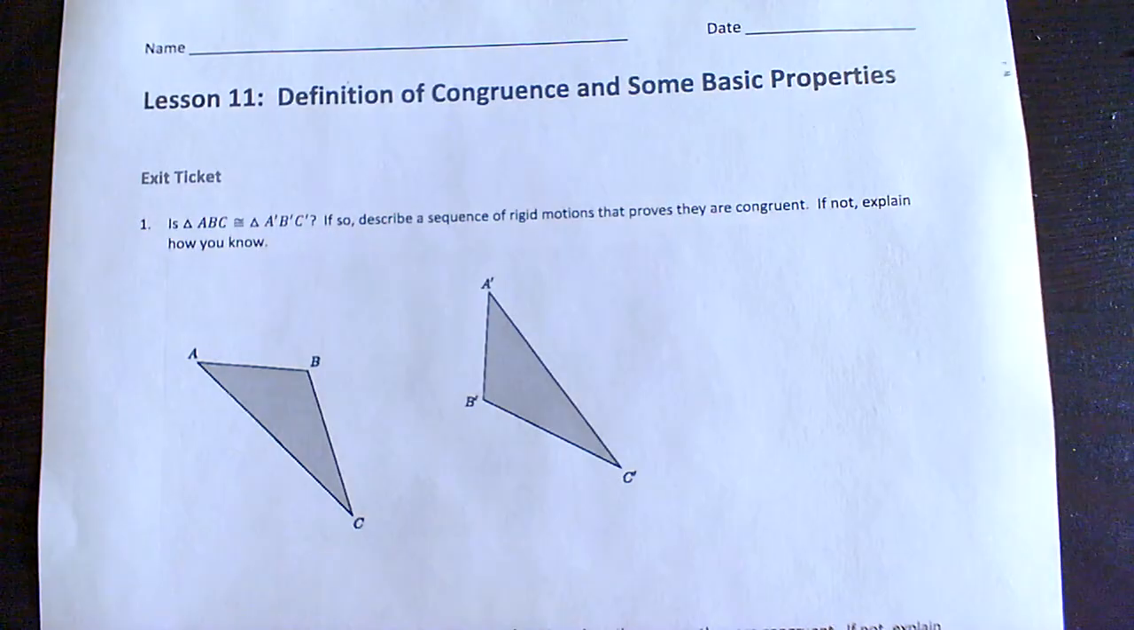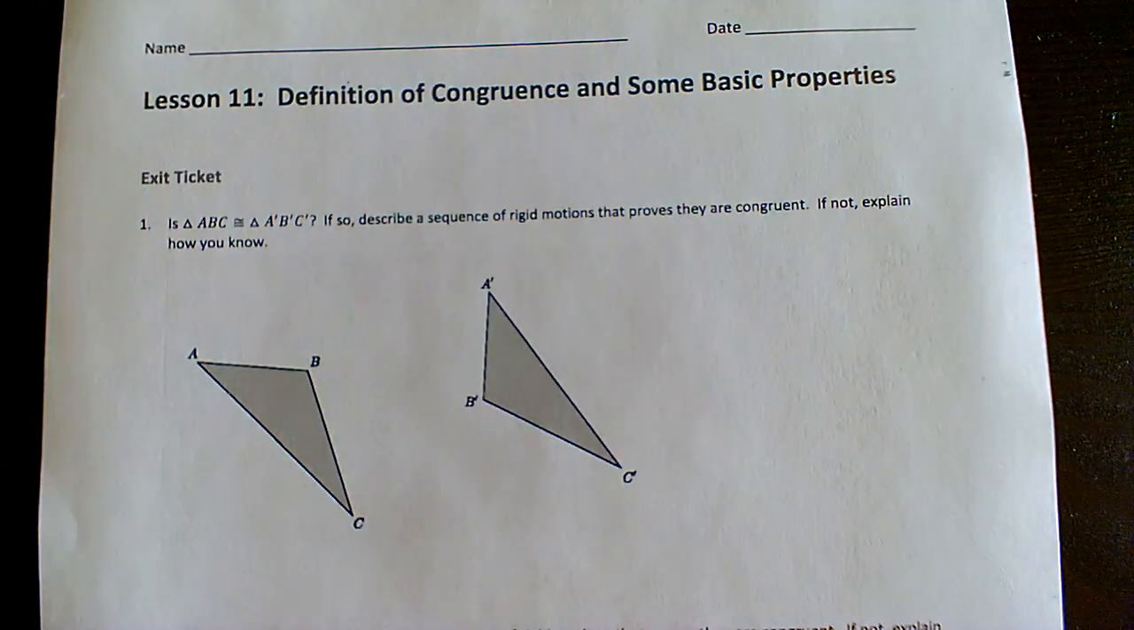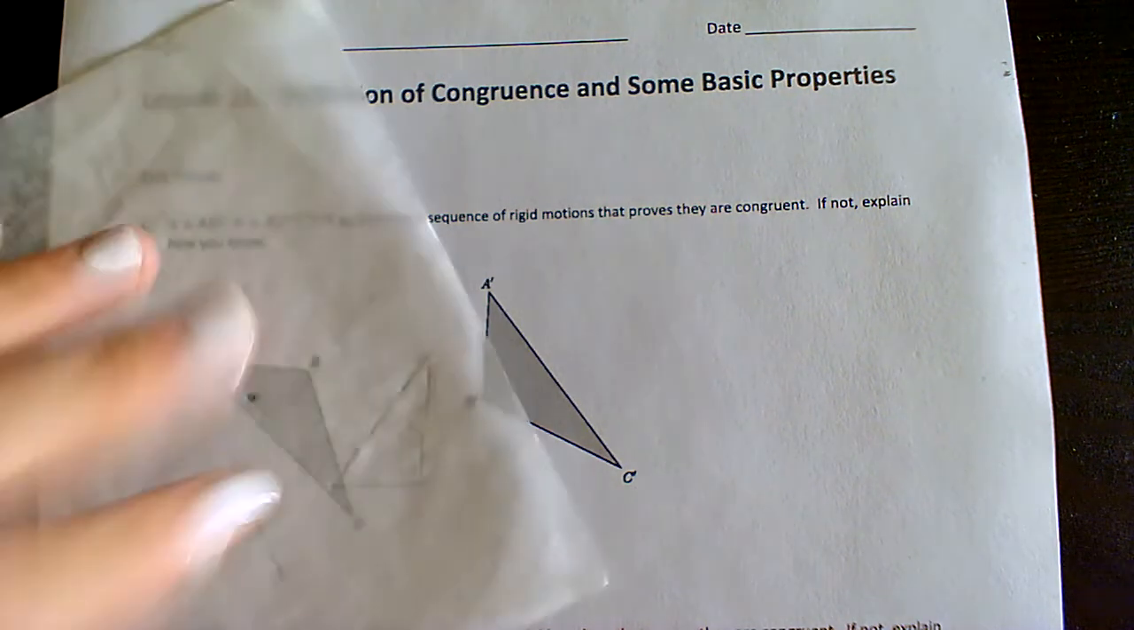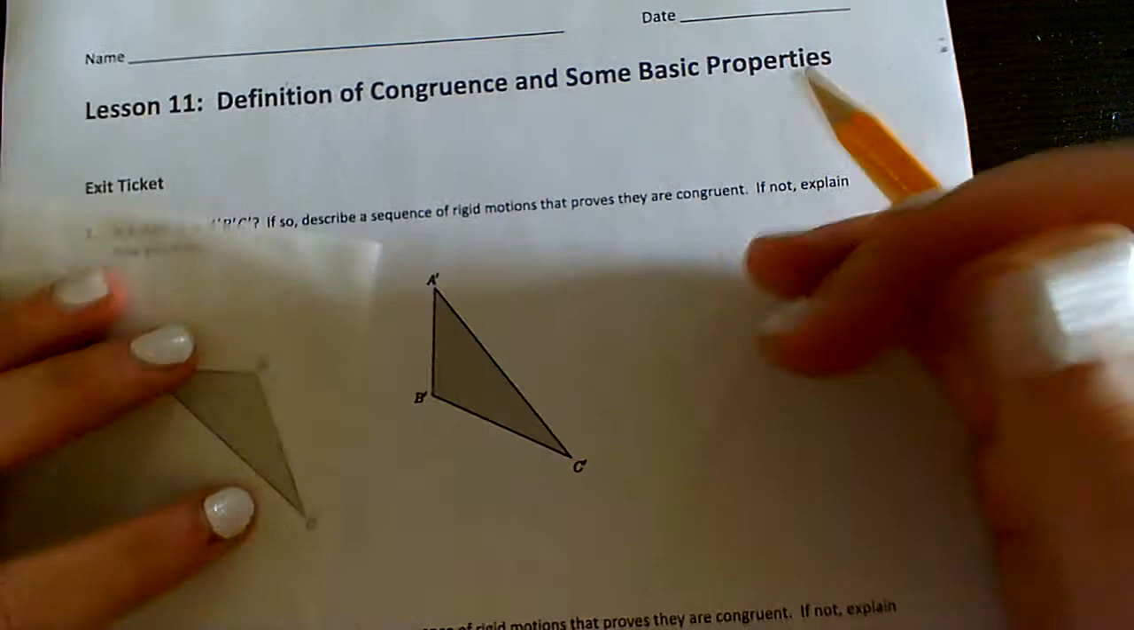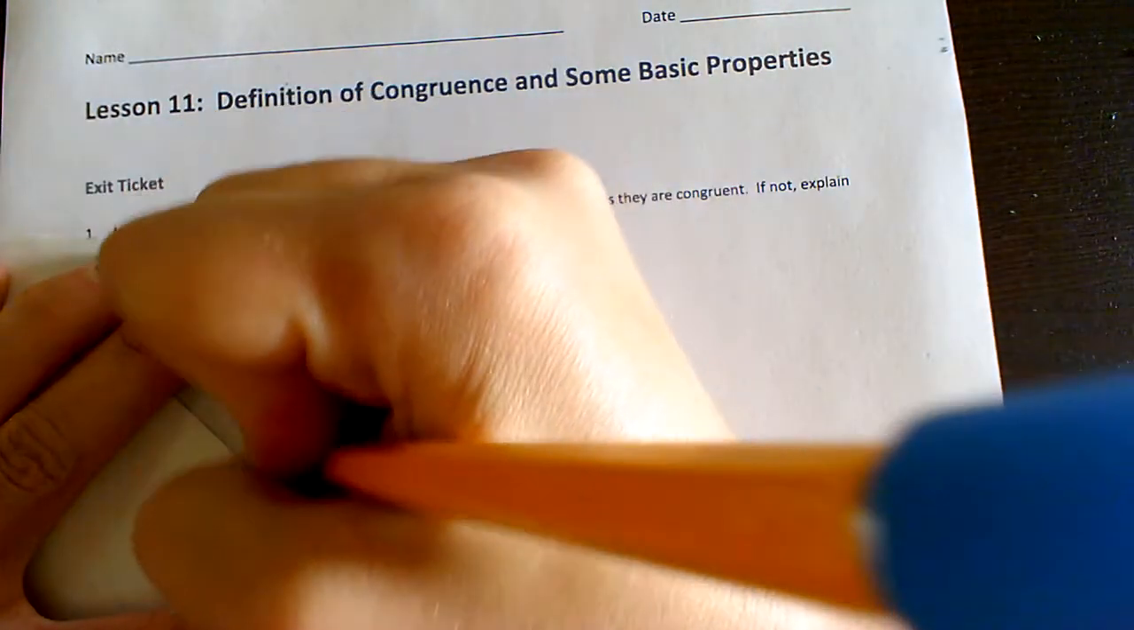Is triangle ABC congruent to triangle A prime, B prime, C prime? If so, describe a sequence of rigid motions that proves they are congruent. If not, explain how you know. So one way to check that they are congruent is to make sure that they have the same side lengths and angles.